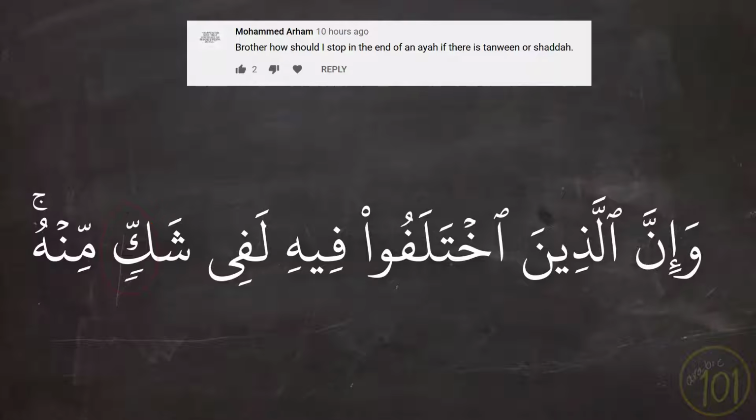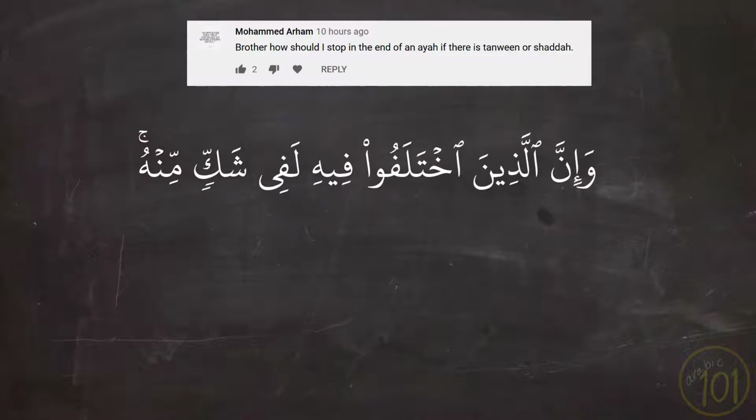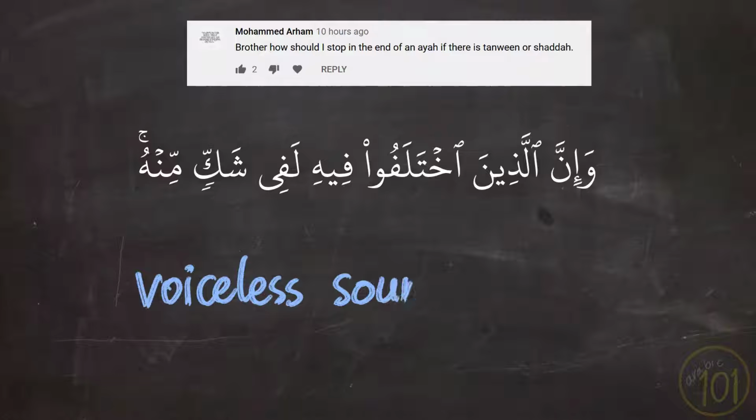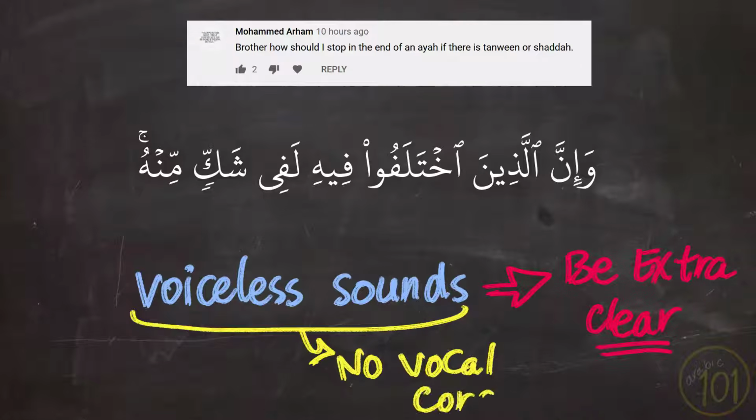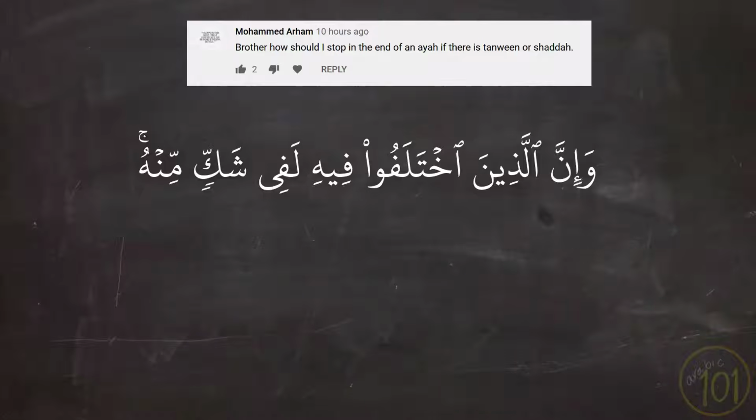وَإِنَّ الَّذِينَ اخْتَلَفُوا فِيهِ لَفِي شَكٍّ. And here with a letter like kaf, or as we call them, voiceless letters, you'll have to be extra careful when you stop at a word that ends with a voiceless letter. So a letter in which you do not use your vocal cords to pronounce it, like kaf and ta. You'll have to be keen to show the letter at the end of the word, since it is already voiceless, so it isn't really pronounced that much.